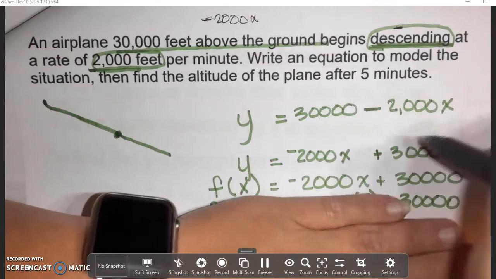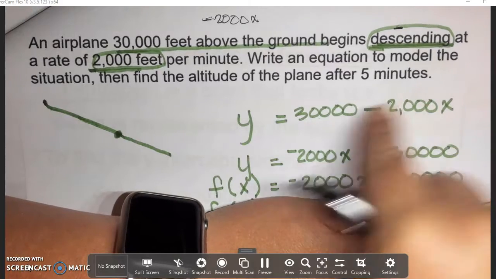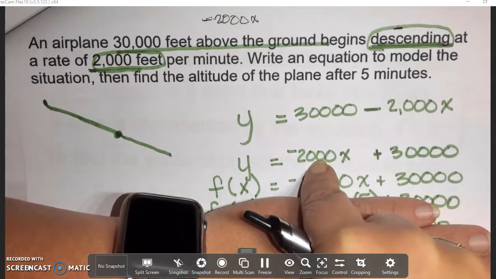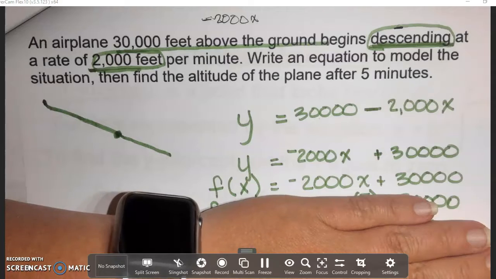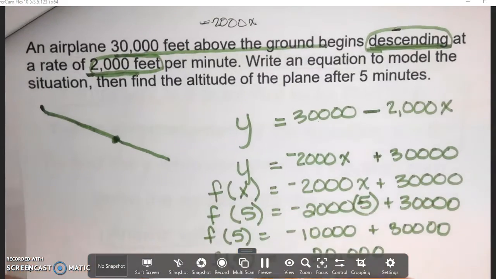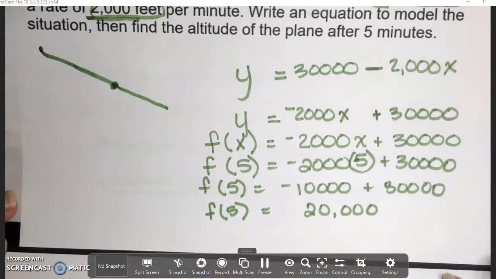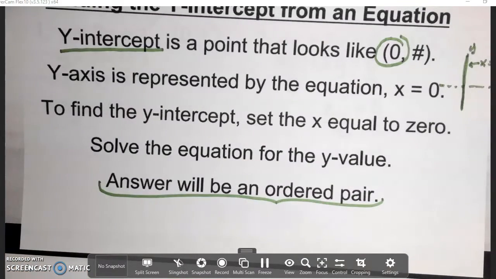You could write it in either one of these forms. This is with this on the back end, this with it on the front end. So if I want to know, I want you to now solve and tell me what the answer is for 5 minutes. You can pause the video. For 5 minutes, you should have gotten an answer that you are now at 20,000 feet.